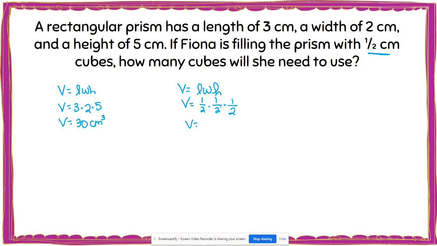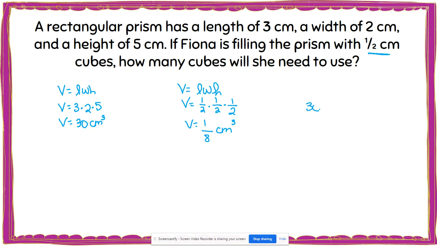When I multiply 1 times 1 times 1, I get 1. When I multiply 2 times 2, I get 4, and then 4 times 2 gives me 8. So the volume of just one cube is 1/8 centimeters cubed. To figure out how many of those will fit in here, I can divide the volume of my larger rectangular prism by the volume of my small cube.